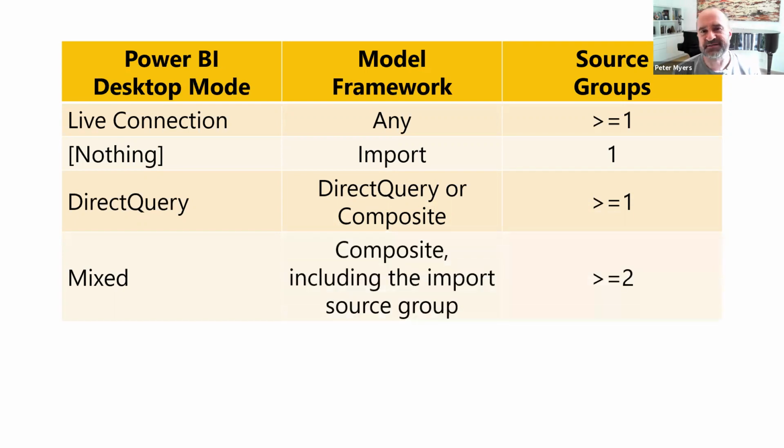Lastly, if you see mixed, what Power BI Desktop is telling you is that the storage modes are mixed. There's some import and there's some direct query. So we know for certain that it is a composite model, and it certainly includes an import source group and at least one direct query source group, but it could have more. All right, don't get too caught up on this. Power BI Desktop mode is sort of a different way of thinking about your model, but what really does matter is the framework, import, direct query, or composite.